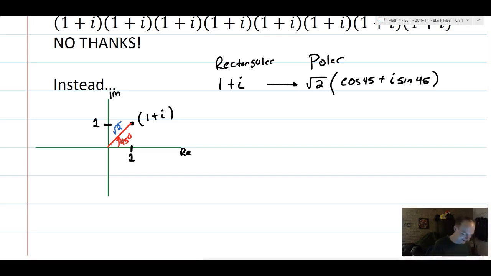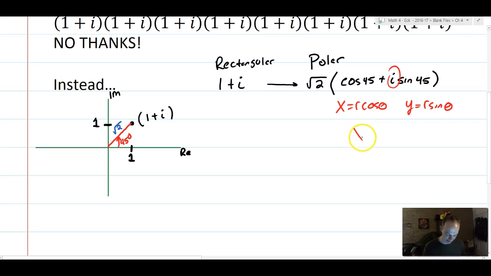This is exactly similar to the polar to rectangular conversion for regular numbers. The only difference here is there's an i. If you remember, x was r cosine theta, y was r sine theta. Instead of y, we have this imaginary axis. So instead of writing x, y, we write a + bi. Same idea, same connection. Since both of these would have an r out front, it's been factored out, so you only have to write it once. So the polar form of this number is written as square root of 2 times (cosine 45 + i sine 45).